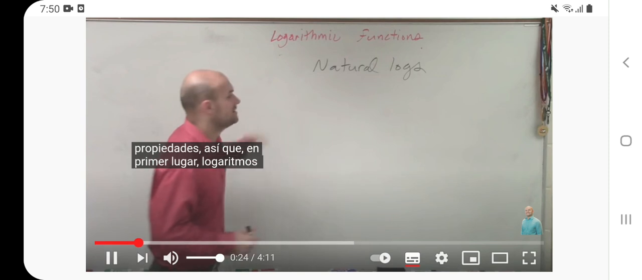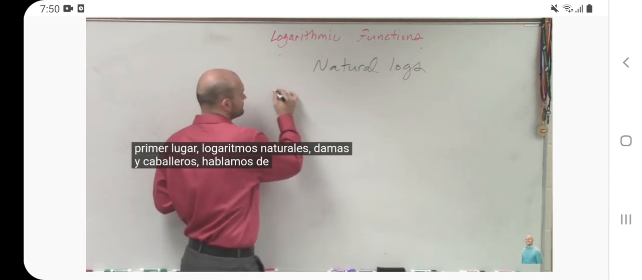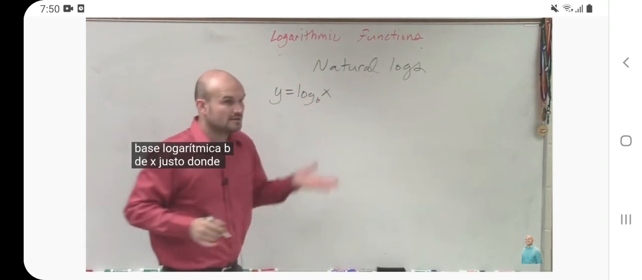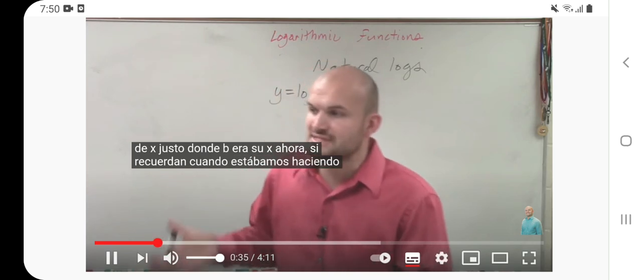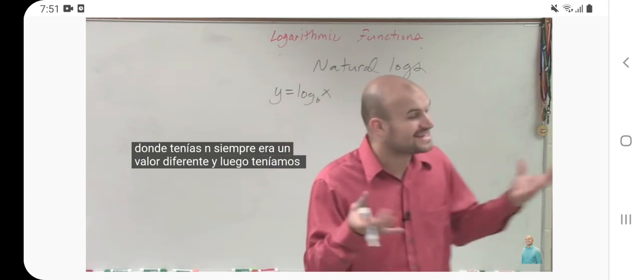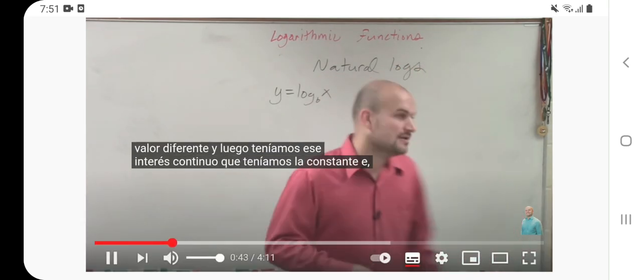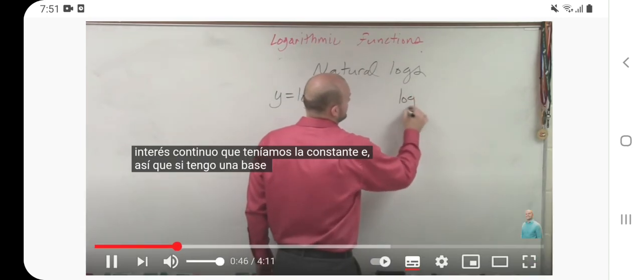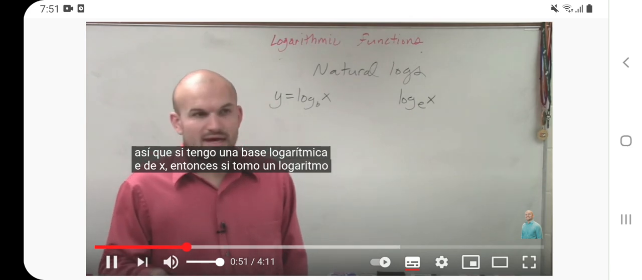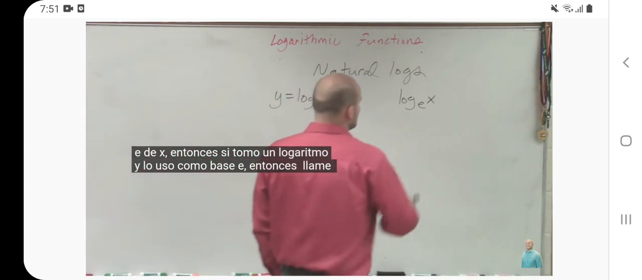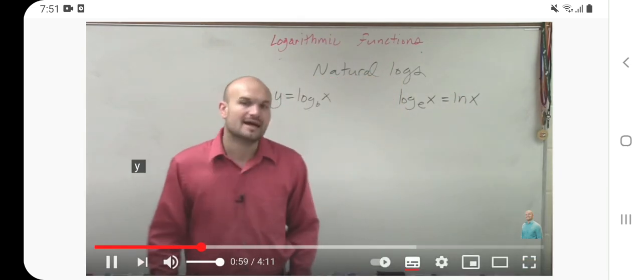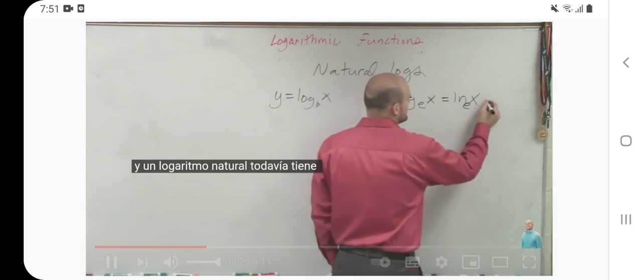So first of all, natural logarithms, ladies and gentlemen, we talked about our regular logarithms as y equals log base b of x, right? Now, if you guys remember, when we were doing compounded interest, n was always a different value, and then we had continuous interest, which had the constant e. So if I have log base e of x, if I take a logarithm and use base e, well then we call that ln of x, which is just a natural logarithm. And a natural logarithm still has a base e.